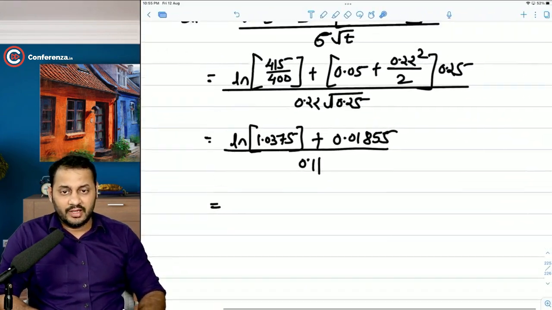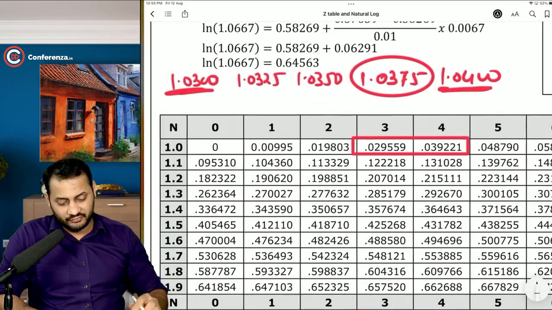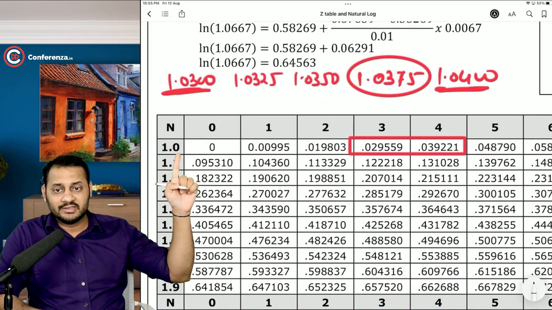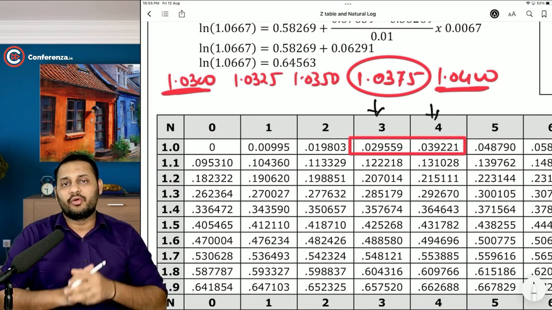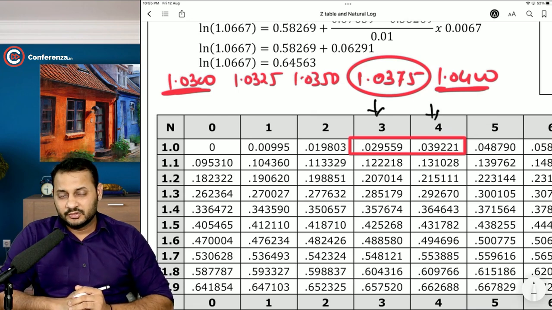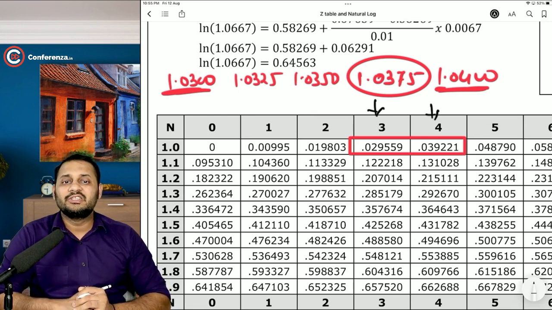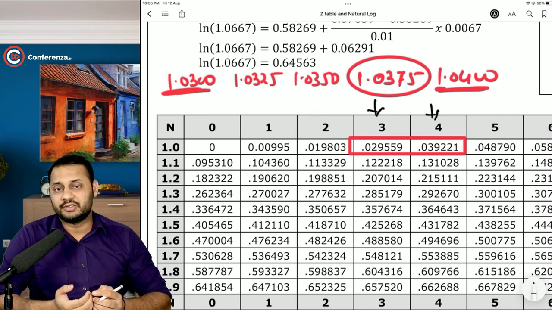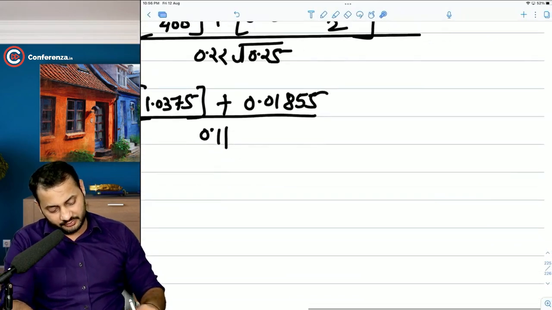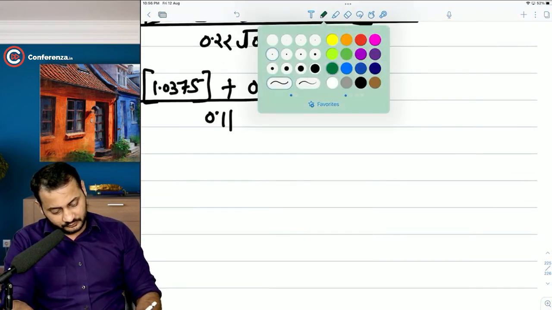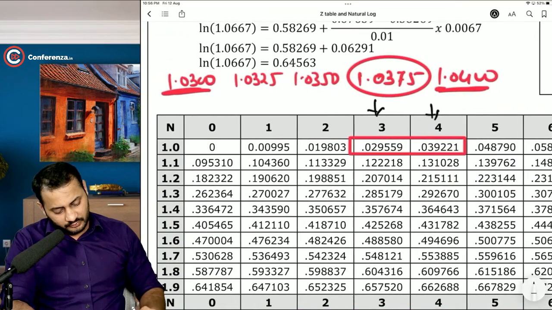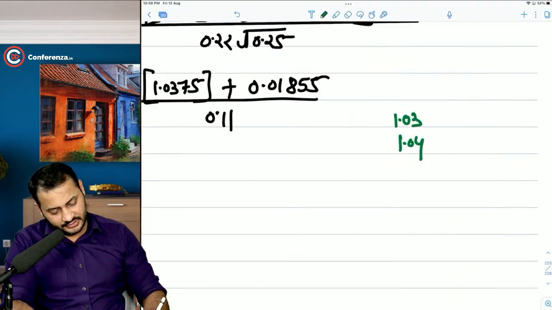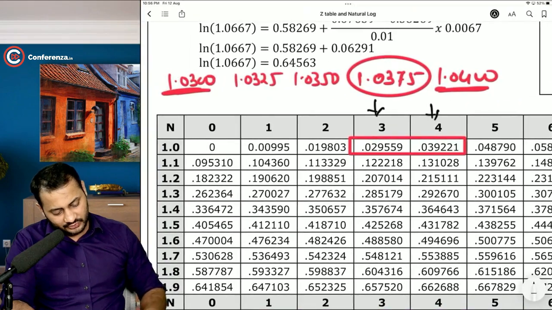Now we need the table value, the natural log value for 1.0375, and we can see that we have 1.03 and 1.04. These are the two values. We are not being given 1.0375, so we have to do the interpolation. Okay, let's do the interpolation part now. Let's write down the values for 1.03 and 1.04: 0.029559 and 0.039221.